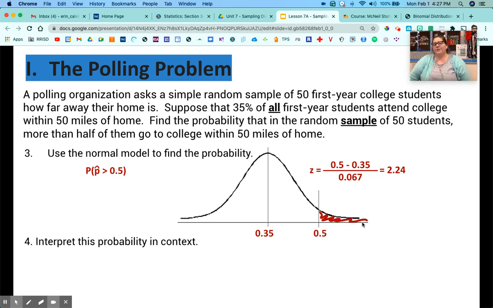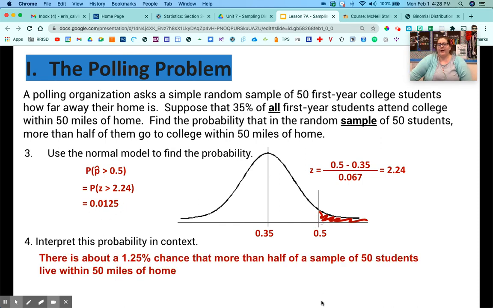So I'm going to shade greater. And now I'm going to go to my z-table like always. I'm going to find the probability that our z-score is greater than 2.24. Remember, your z-table automatically gives you a less than. So once I find that number, I do need to subtract from 1. I didn't show that process on here, I just went straight to the answer, but that is what you would do if you were using your z-table. So 0.0125 is the probability of that happening.